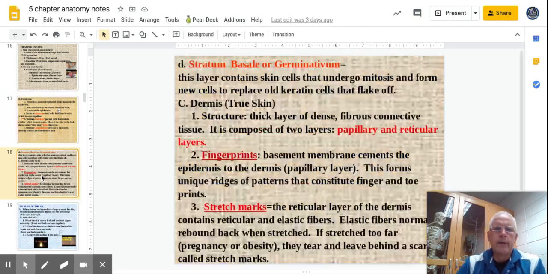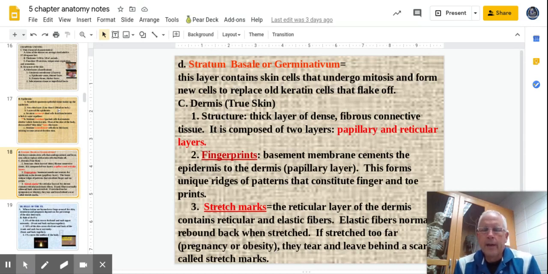And the important ones are down here at the bottom. So the last layer is the stratum basale, or germinativum. I like germinativum, I know it's not on your diagram, but to germinate means to be born. That's where skin cells undergo mitosis. This is where we're replacing ones that flake off the corneum.